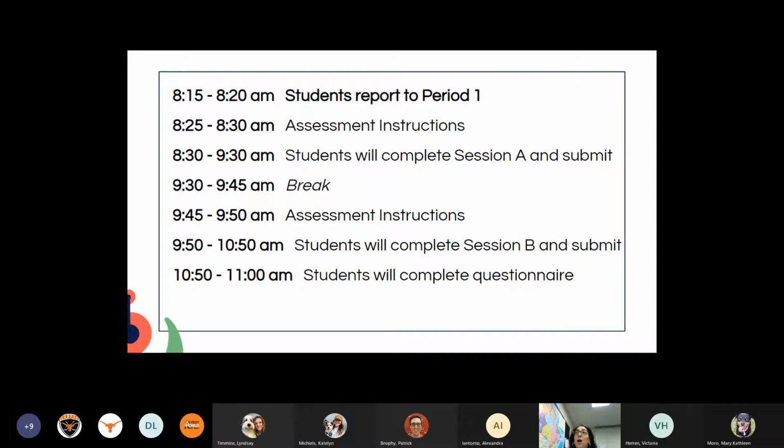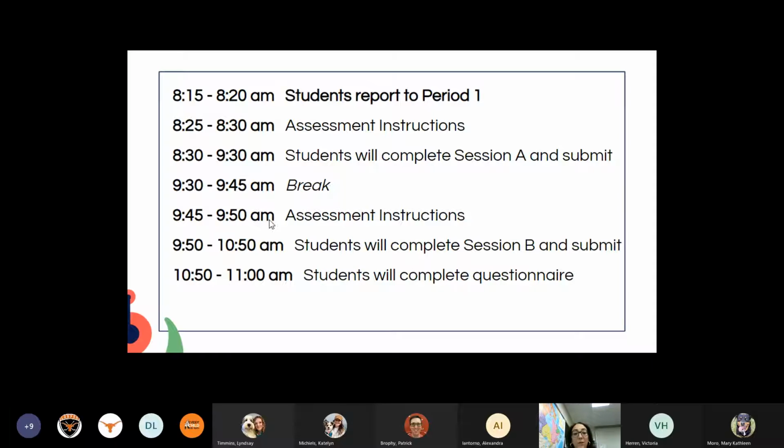So briefly scan through, this is what your day or your morning might look like. There might be a few changes to some parts of the timing, but there's 2 sessions to the test. You're going to complete the first session between 8:30 and 9:30. You get a 15-minute break, which you will definitely want. And then you will repeat the second booklet between 9:50 roughly and 10:50.